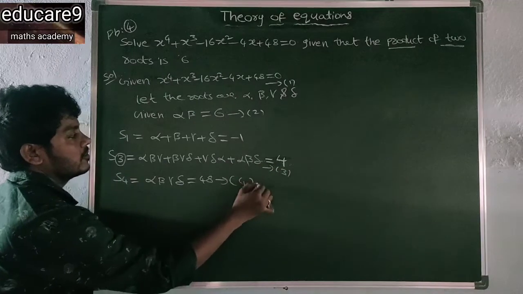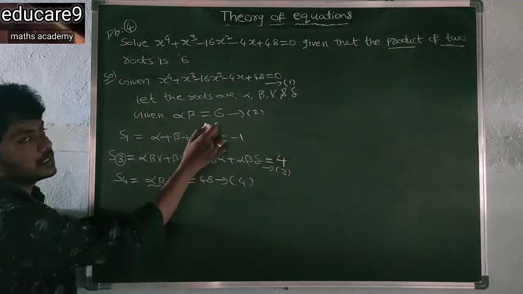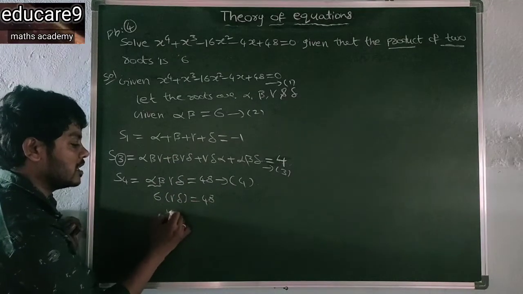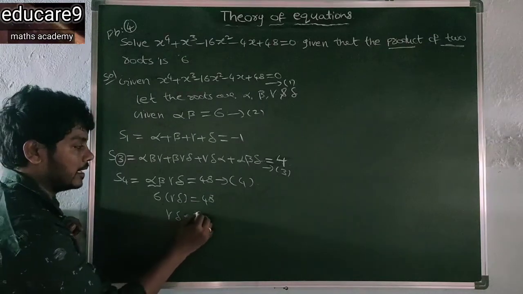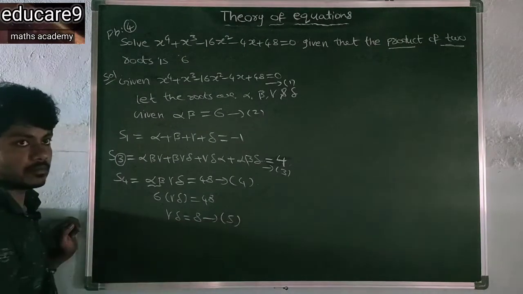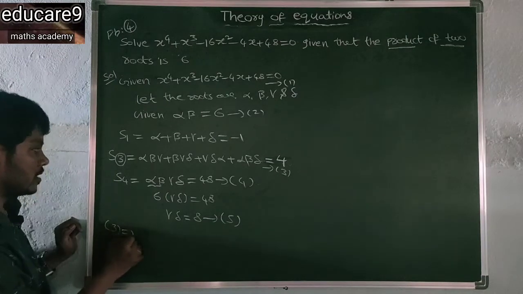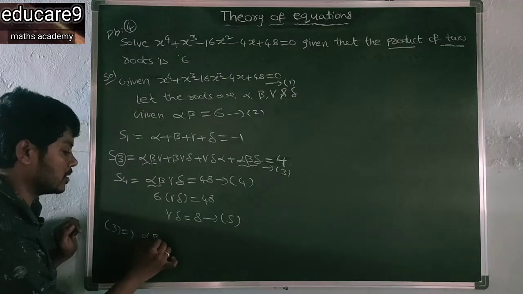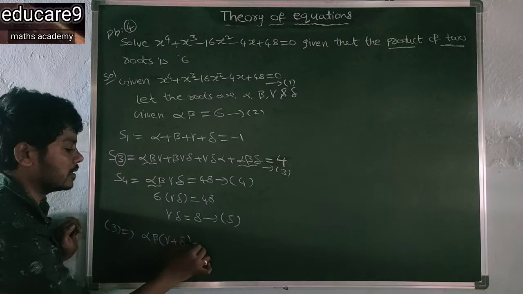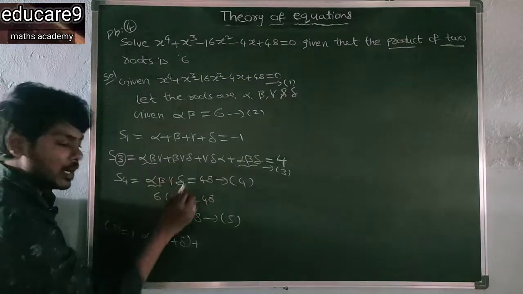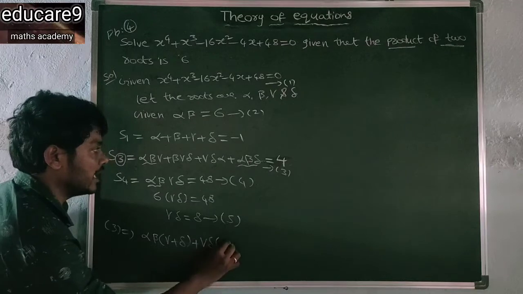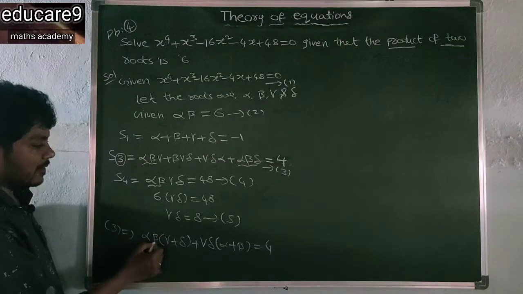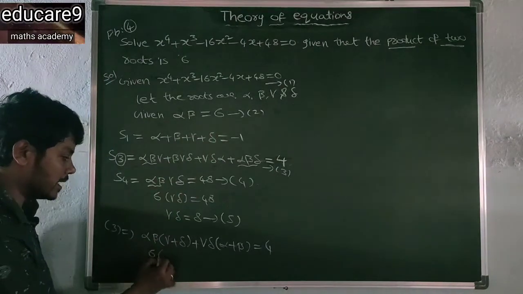This is equation 3. This is equation 4. Now what is alpha beta? That is 6. So 6 into gamma delta is equal to 48. So gamma delta is equal to 8. This is equation 5. So from equation 3, from first and last, which one is common? Alpha beta is common. Now you get gamma plus delta. Now here gamma delta. You get alpha plus beta. This is what? 4. Now what is alpha beta? That is 6.